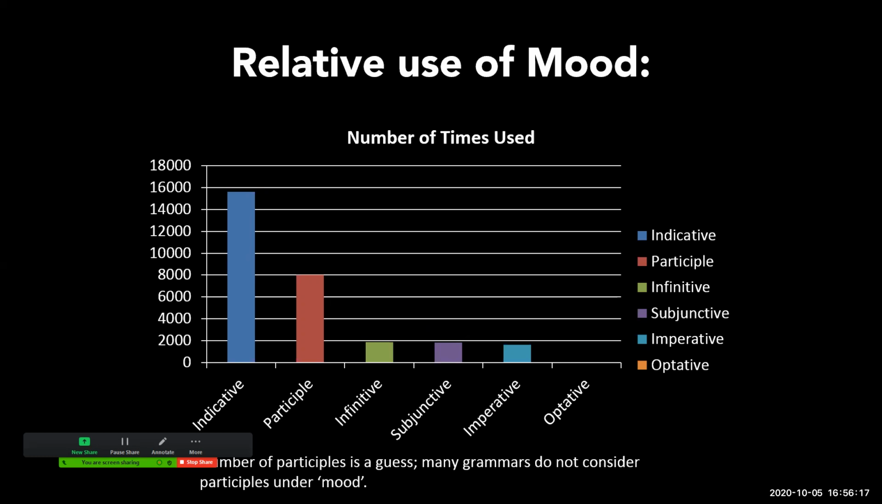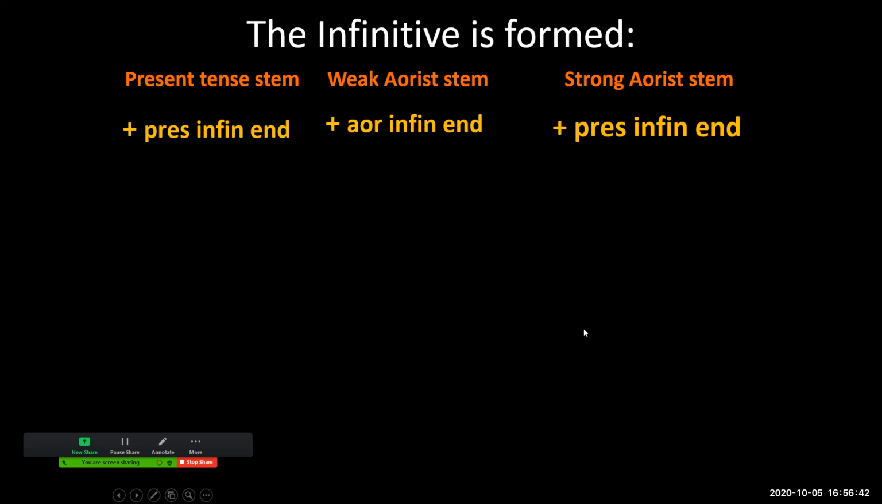Notice that the participle is used 8,000 times, and the indicative mood is used nearly twice as much, 16,000 times. So that's another reason we started learning the indicative mood first. It's the mood of action and of normal statements. And some of these other moods we will get to know very, very soon.